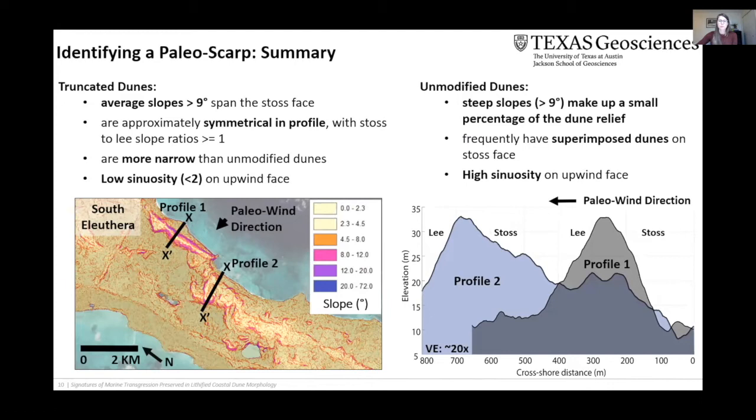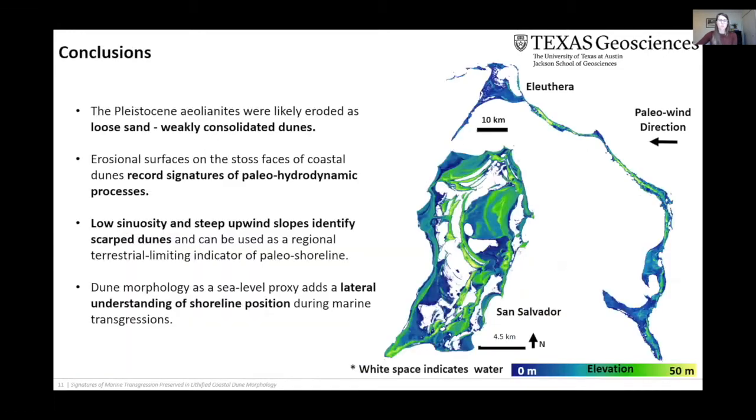morphology. The upwind slopes averaging 8 to 9 degrees, a slope ratio being close to or above 1, and low sinuosity are characteristic of paleoscarps. And commonly the truncated or paleoscarp dunes tend to be more narrow than the unmodified dunes that we see in the topography. So from this work, we've interpreted that dozens of Pleistocene dunes have preserved paleoscarps on their upwind faces.